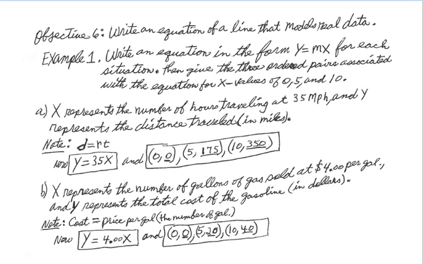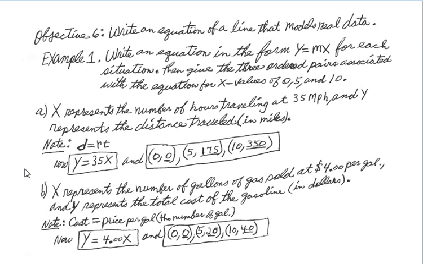to generate the 3 points having the x values of 0, 5, and 10, when x is 0, y becomes 35 times 0, which is 0. When x is 5, y becomes 35 times 5, which is 175. And when x is 10, the y value for that ordered pair becomes 350.